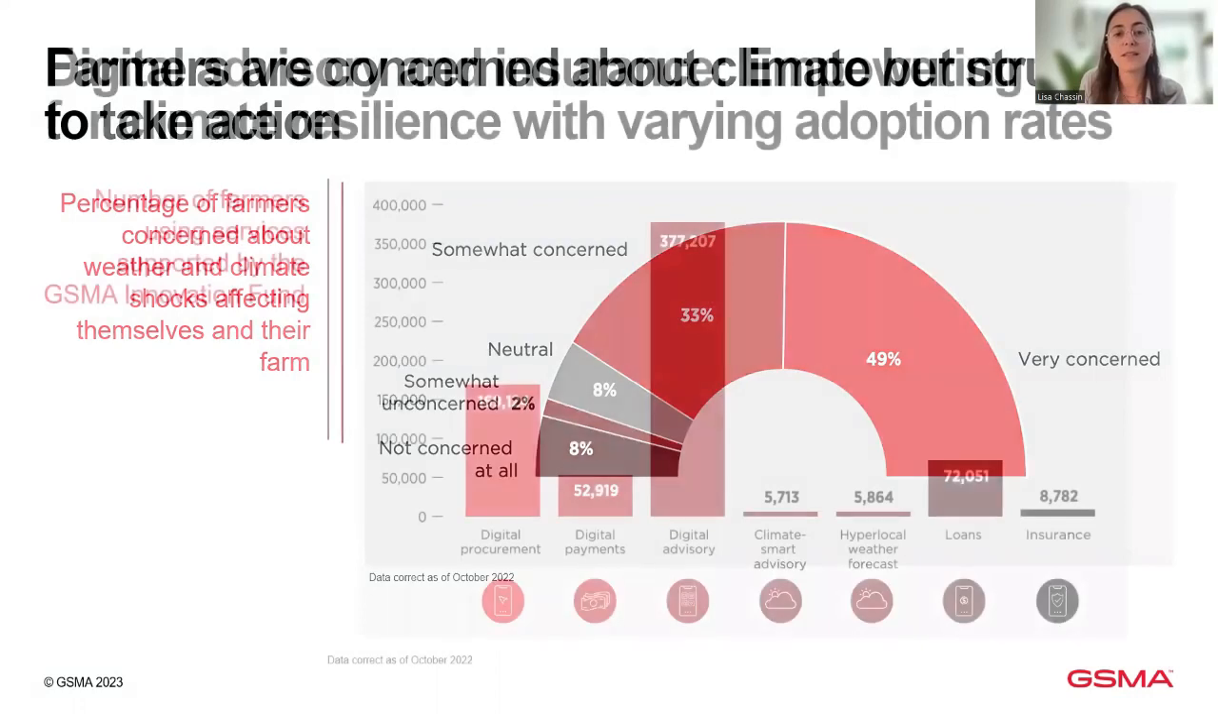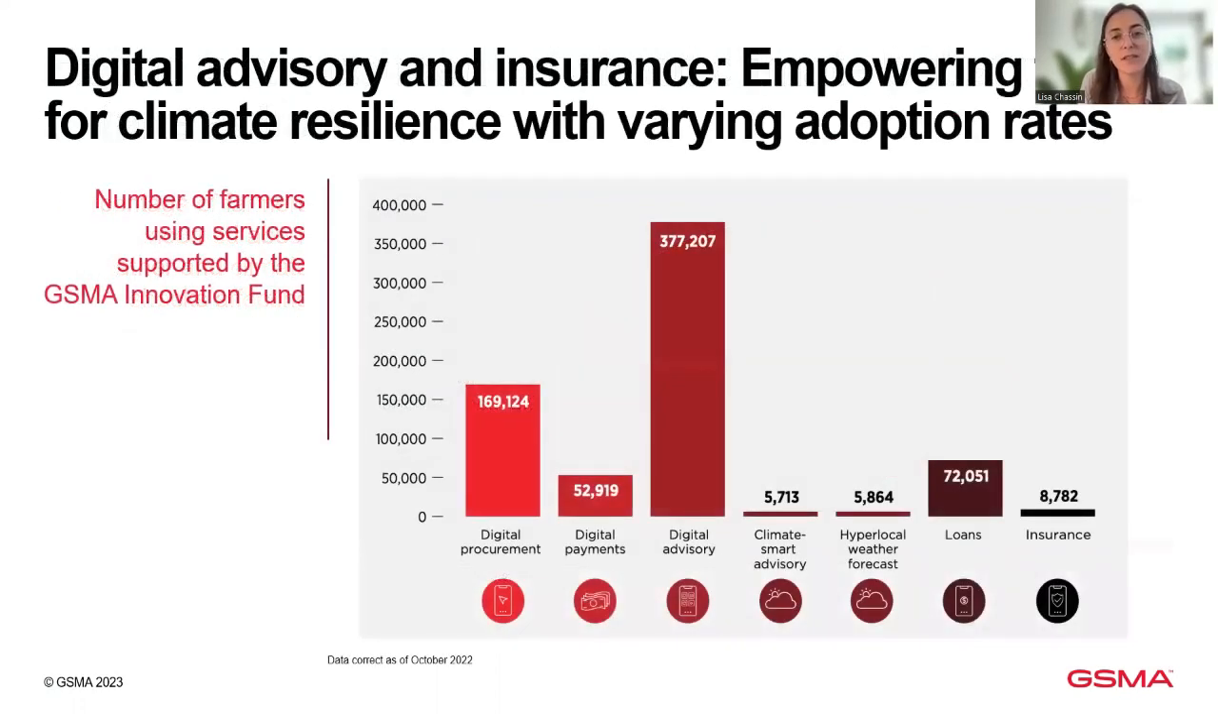So let's now take a closer look at the adoption of these services supported by the Innovation Fund. As you can see on the graph, digital advisory services had the highest adoption rate of all digital agriculture solutions supported during the Innovation Fund, with more than 375,000 farmers accessing some agronomic and climate-related advice from our partners. And this means that close to 1 out of 3 farmers profiled went on to use digital advisory services.